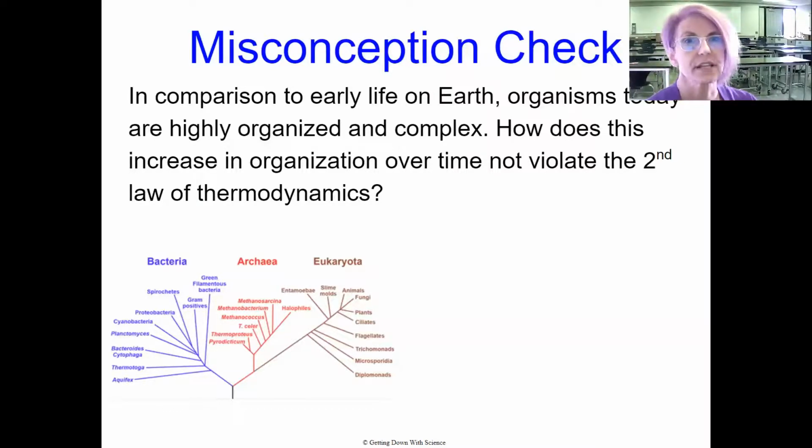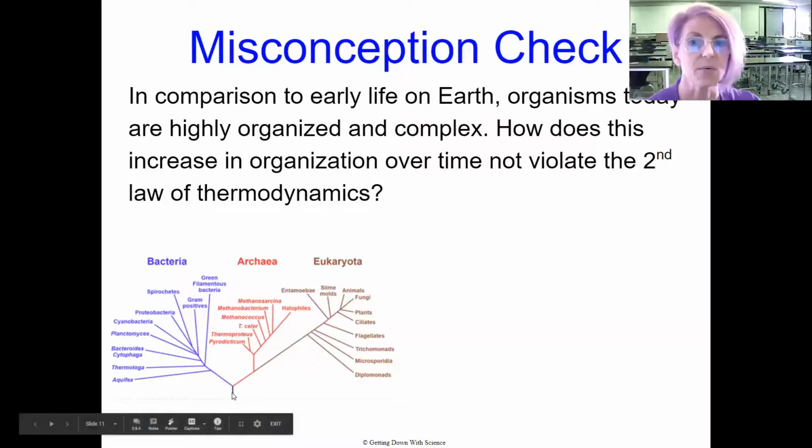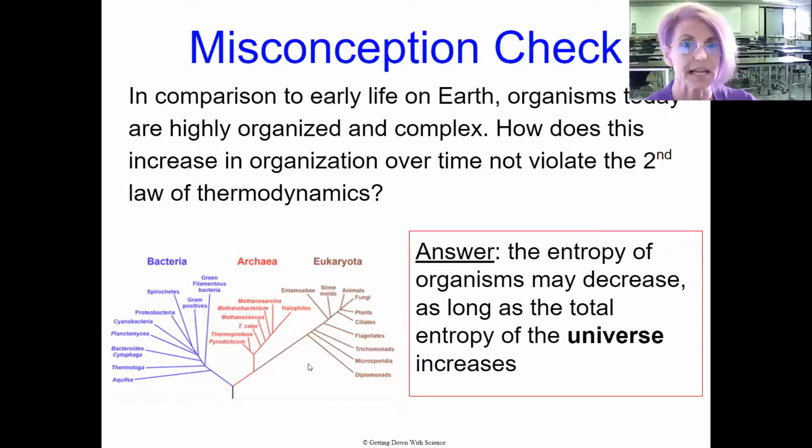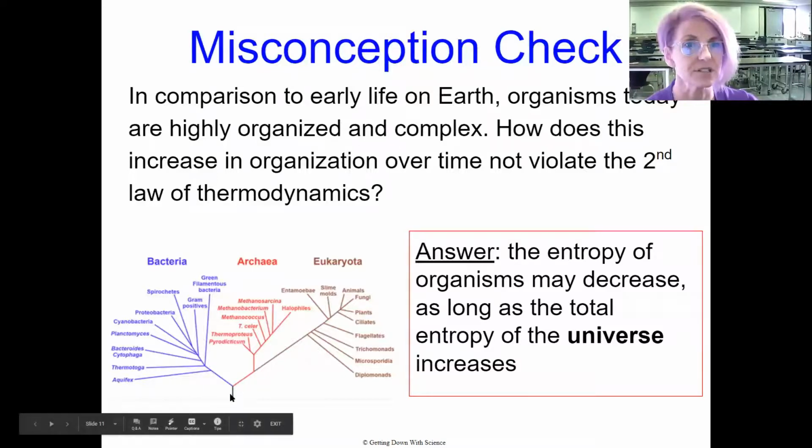In comparison to early life on Earth, organisms today are highly organized and complex. How does this increase in organization over time not violate the second law of thermodynamics? Again, we had these simple organisms that were very orderly, and they've begun to branch into several different phyla, order, classes, species, right? So we've taken this initial substance and we've really disordered it. We've spread it out, if you will.